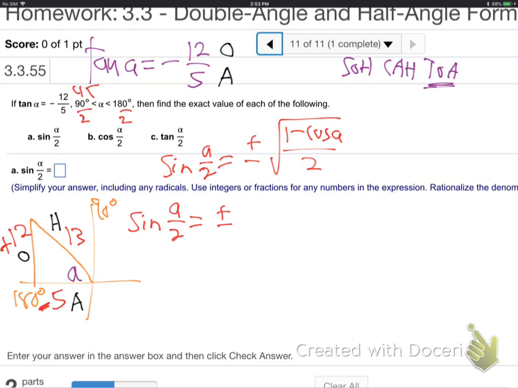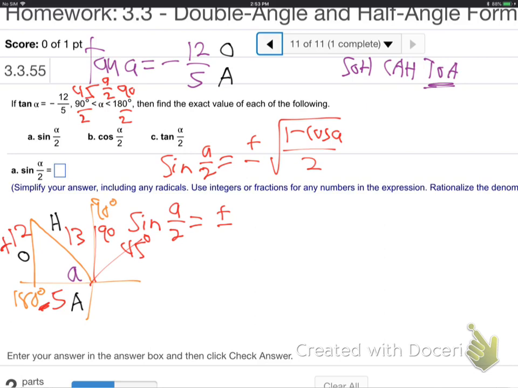So 45, 45 and 90. A over 2 must be between 45 and 90, right? So it's going to be in the first quadrant. 45 and then this is 45 in the middle. This is 90 right here. That means it's in the first quadrant, so it's still going to be positive.